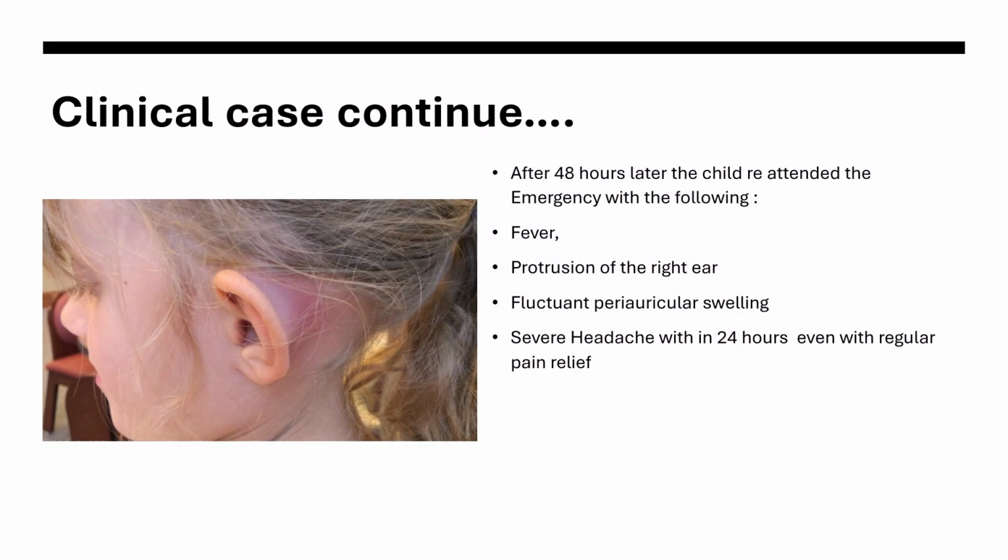So let's continue our clinical case. What we have done: we have given antibiotics, regular analgesia and safety netting, written and verbal. Now, 48 hours later, the same child reattended the emergency department with the following: fever, protrusion of the right ear, as you can see in the picture, fluctuant periauricular swelling, and severe headache within 24 hours, even with regular pain relief. So what do you think?